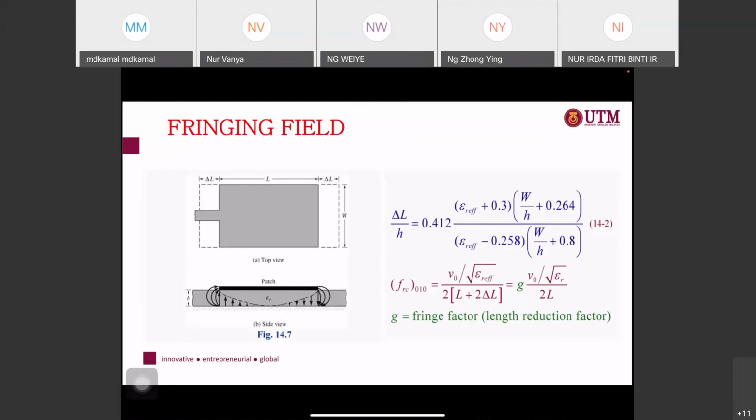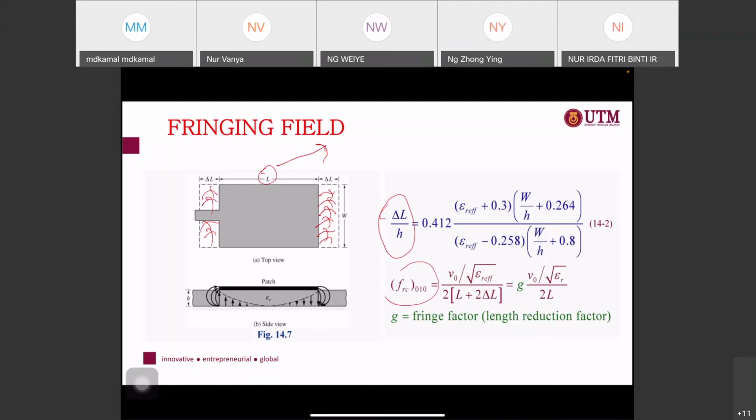Okay, so for the microstrip as well, what you can see here is the fringing field. This is your L here. For the fringing field, sometimes you need to model with the value of your delta L. Your delta L is equal to this equation. All the equations will be given in your exam, no need for you to remember. If you can remember, that's much better.